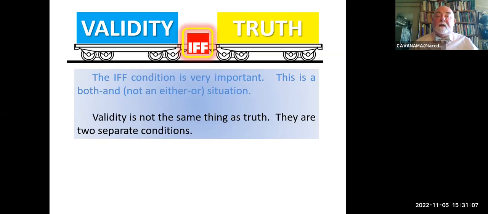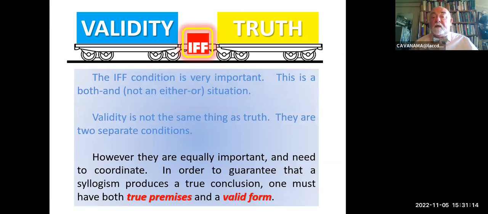Validity is not the same thing as truth. They are two separate conditions. We're going to have to spell this out. However, they are equally important and they need to coordinate. In order to guarantee that a syllogism produces a true conclusion, you have to have both. You have to have both true premises and a valid form.